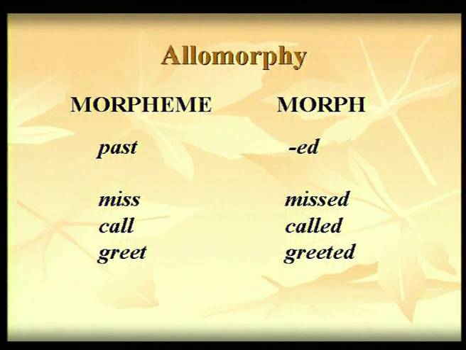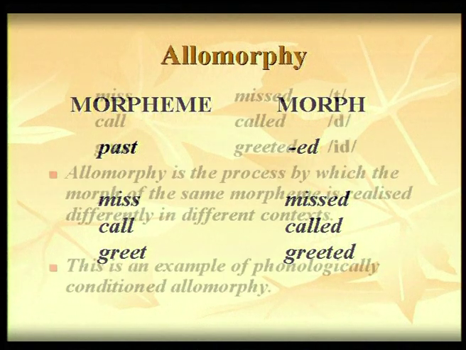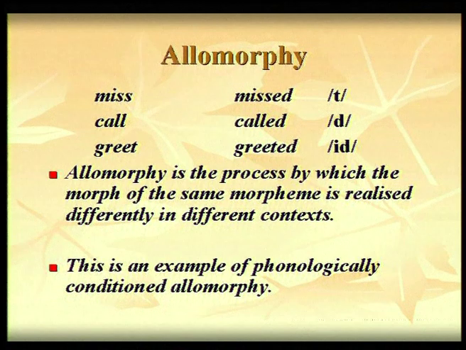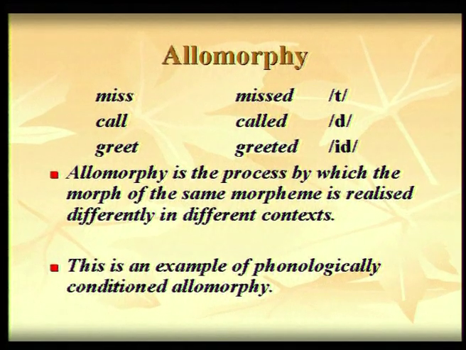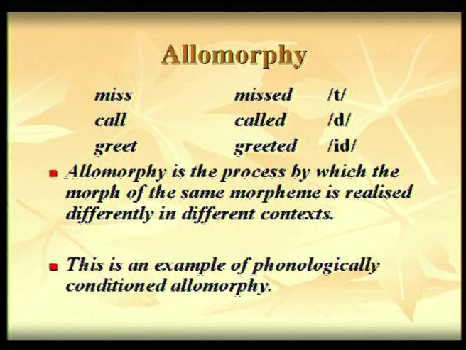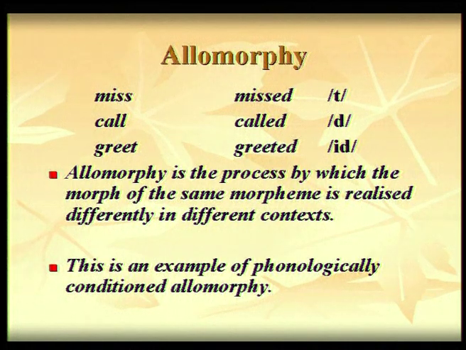Look at the examples of a morpheme and a morph, that is, the morpheme past has a morph ed. In words like miss, call, greet, we attach ed and construct the past tense forms as missed, called, greeted. However, the actual pronunciation of the morph differs in the words given here. The pronunciation is determined by the last sound in the word. Voiceless sounds take t, which is also voiceless. So, missed ends in a voiceless sound, and therefore the pronunciation of the morpheme is t.